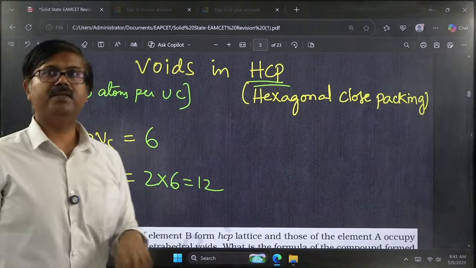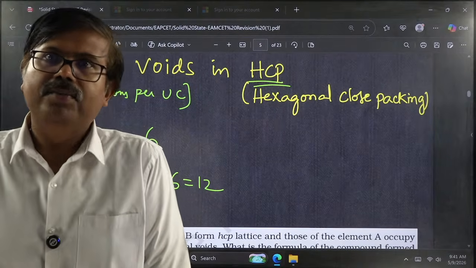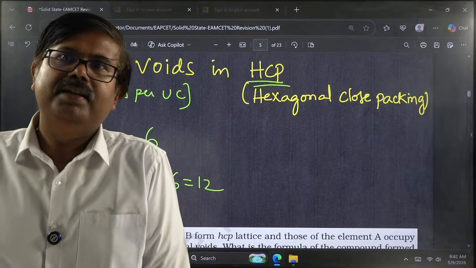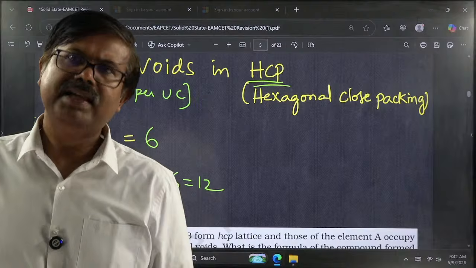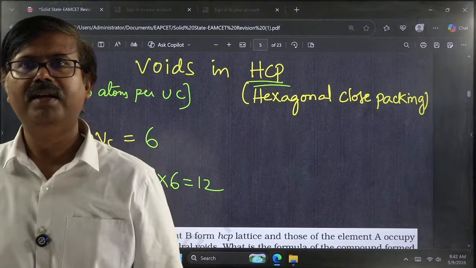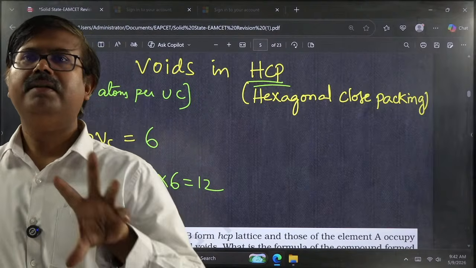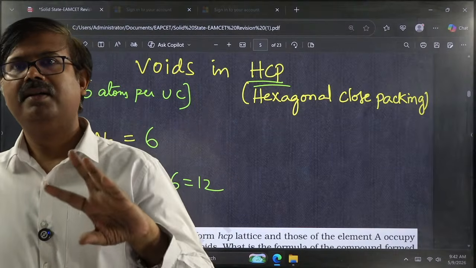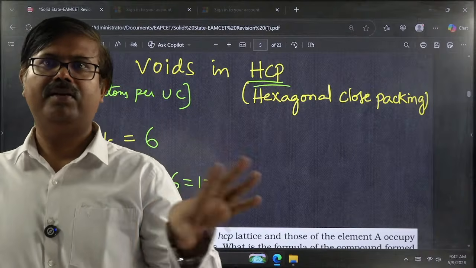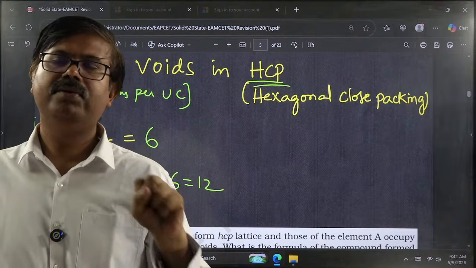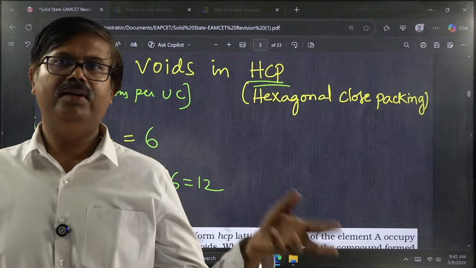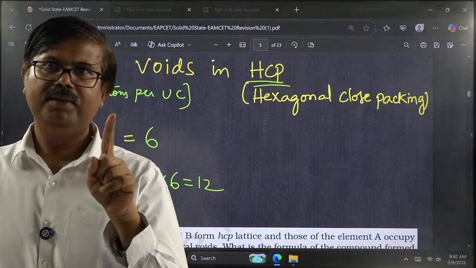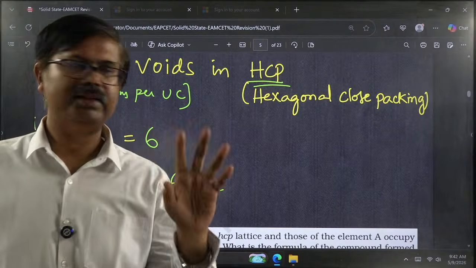And you may say, what about body-centered cubic? Body-centered cubic unit cell, how many atoms per unit cell? There are 2 atoms. Yes, there will definitely be empty spaces, but those are not tetrahedral or octahedral shape. Those are a different kind of voids, which are not in our syllabus also. We will only get voids type of problems on CCP and HCP. Just remember these two.